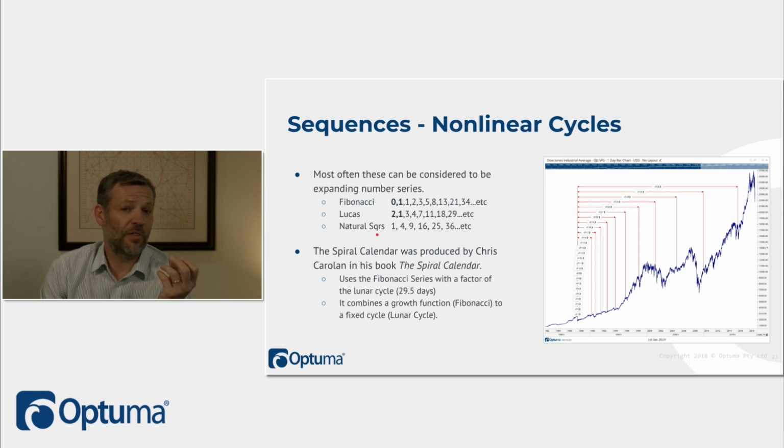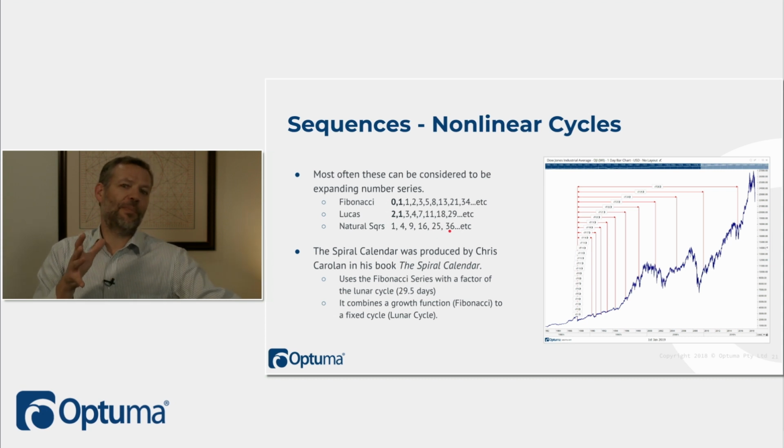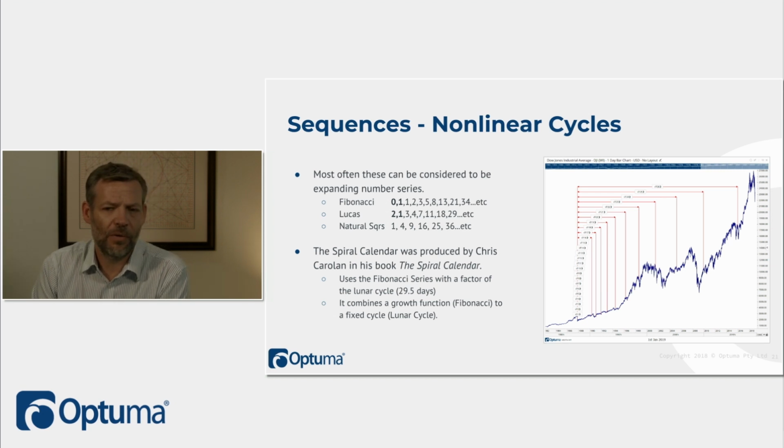Natural squares is another expanding series that we can use, and I've seen this used in a number of ways in technical analysis, where we just take 1, 4, 9, 16, 25, and so each time it expands out. The Gann square of 9 chart is one of the ways that people use to calculate these points on charts.